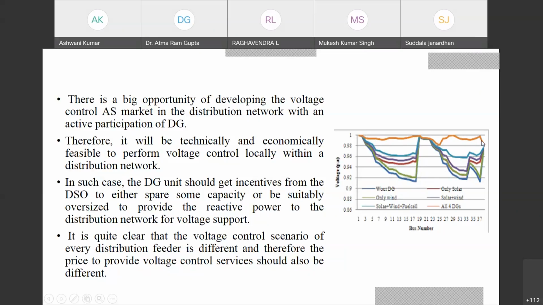So this kind of voltage profile will definitely be a better operating system for a distribution network with lower losses, and to make this voltage profile within 1 and 0.98 per unit, okay, we need to give the cost component to the DGs as a directive support, okay. So this cost characteristic needs to be developed.